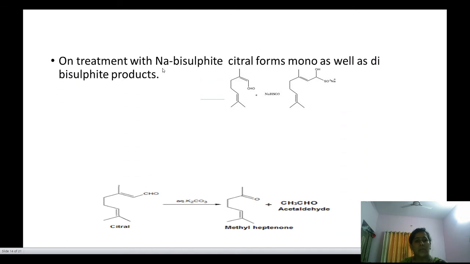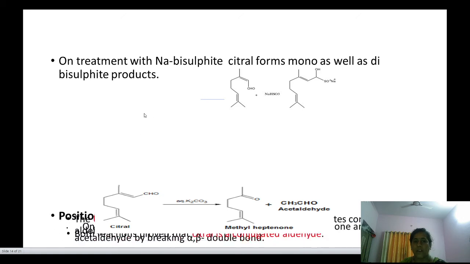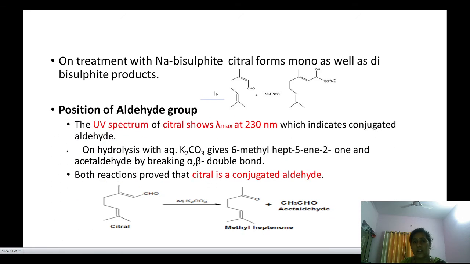On treatment with sodium bisulfite, citral forms mono as well as di bisulfite products. These are the products here. I am again going to show that these are the products, that is, citral on reaction with bisulfite forms mono as well as di bisulfite products.